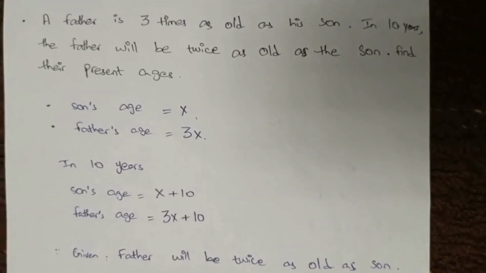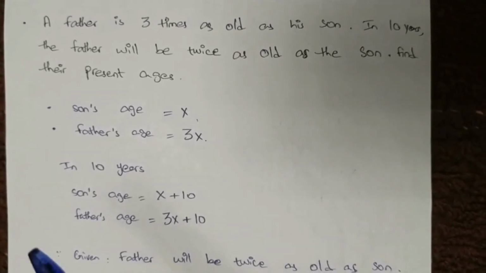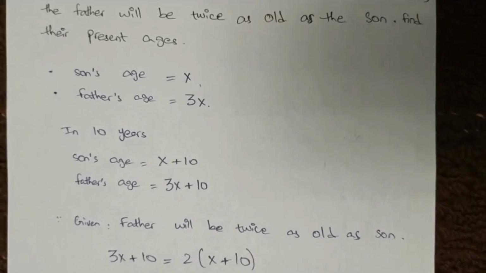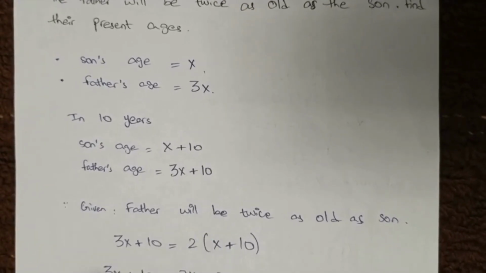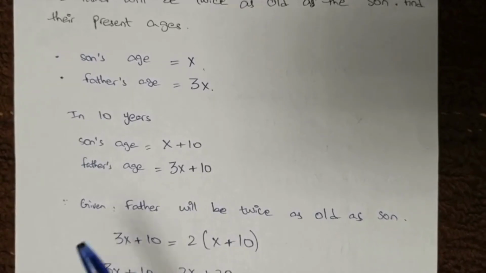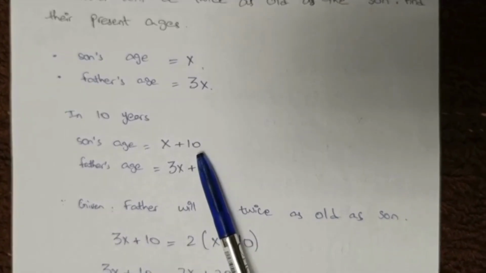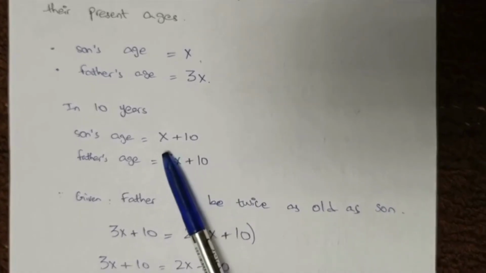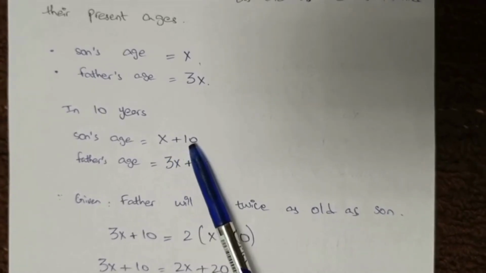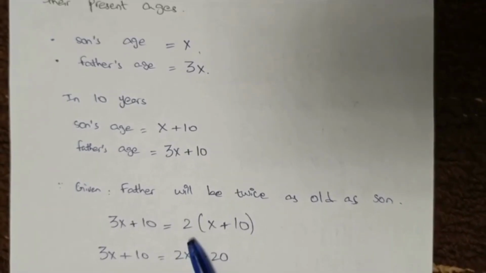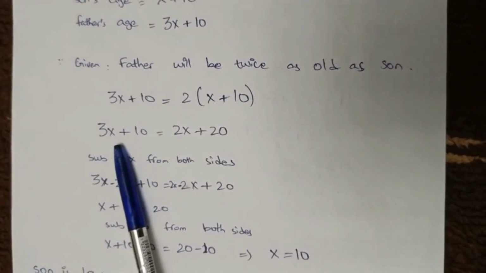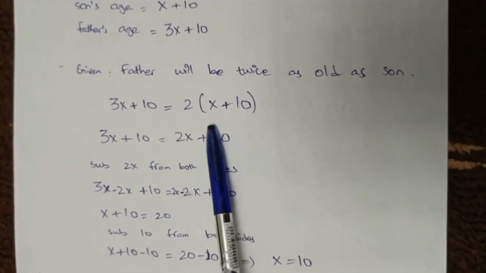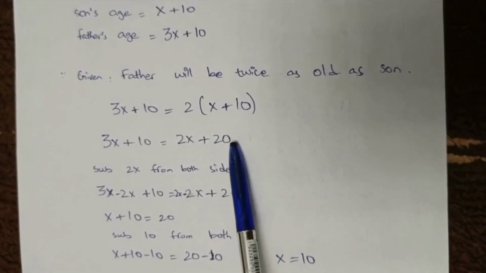It was given that in 10 years the father will be twice as old as his son. So we take our current equations. That was father's age is 3x plus 10, and it will be 2 times the son's age, right? So the son's age is x plus 10, right? In 10 years it becomes 2 times x plus 10, which is 2x plus 20. So 3x plus 10 is equal to 2x plus 20.